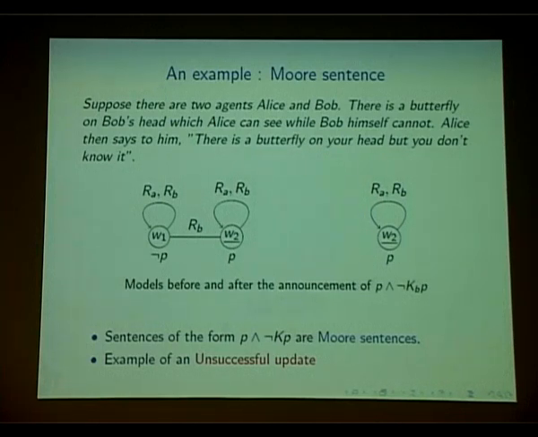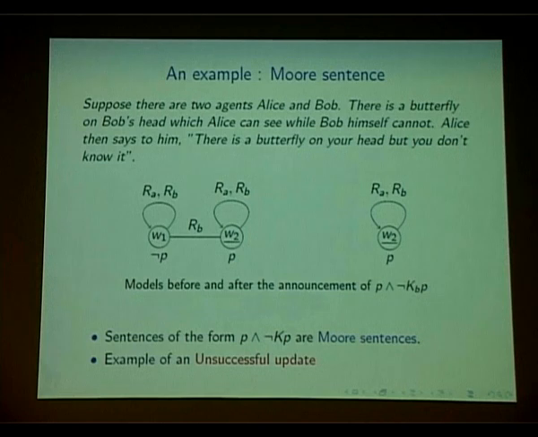I haven't formally defined what an unsuccessful update is, but just to give you an idea, if you look at this second model on the right hand side, the formula P and not KBP is false. Before the announcement, this formula is true, but after the announcement, the model gets updated and the formula becomes false. So this is what unsuccessful means. The formula becomes false after the announcement.